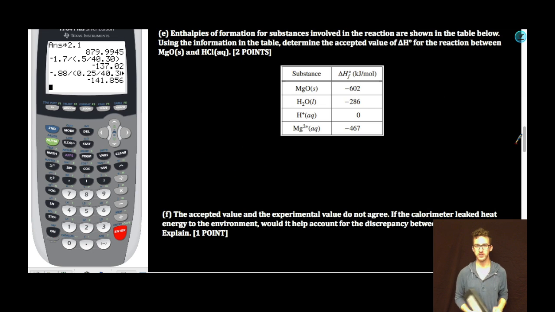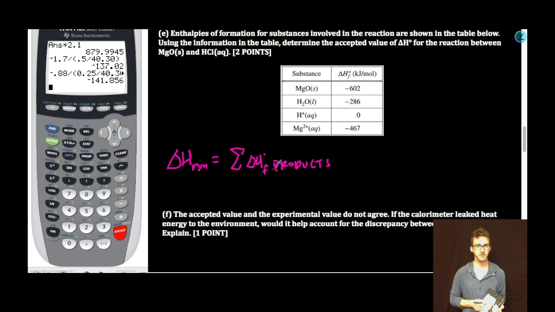All right, moving along, part E. Enthalpies of formation for substances involved in the reaction are shown in the table below. Using the information in the table, determine the accepted value of delta H for the reaction between MgO and HCl. Easy enough, we have a formula for this. We're given heats of formation. To determine the enthalpy change of the reaction from heats of formation, simply recognize that's equal to the sum of the heats of formation of the products minus the sum of the heats of formation of reactants.